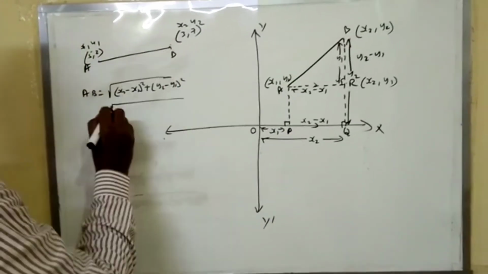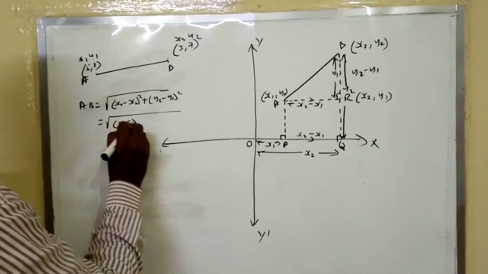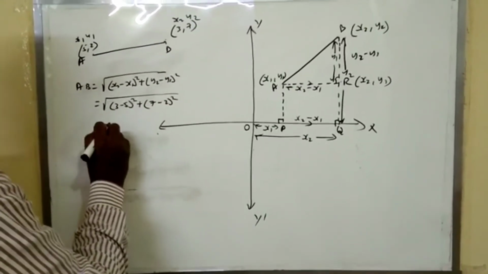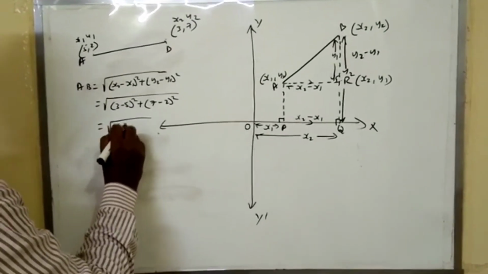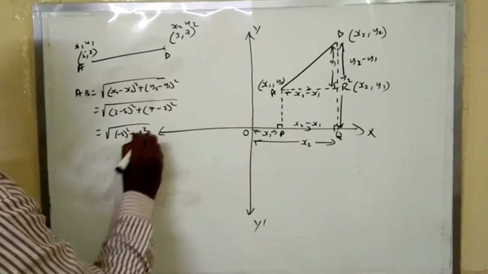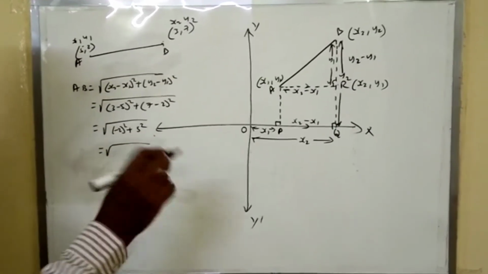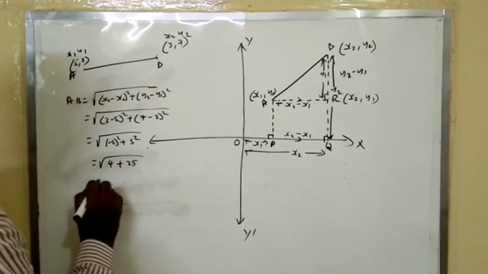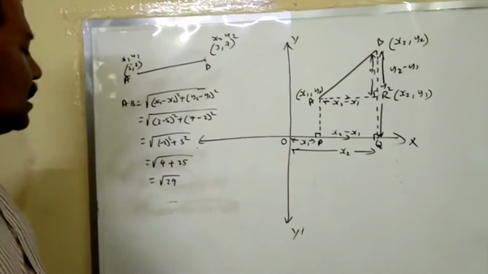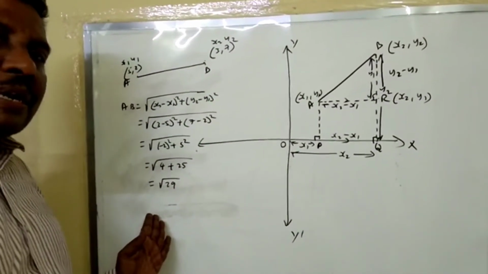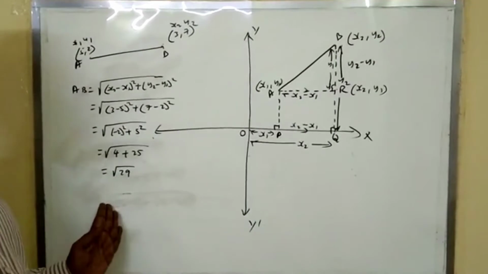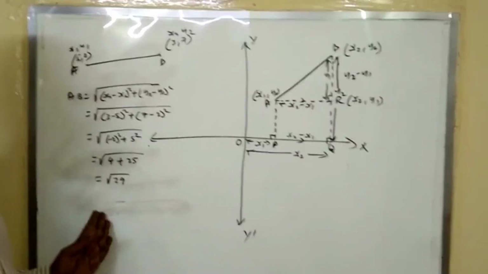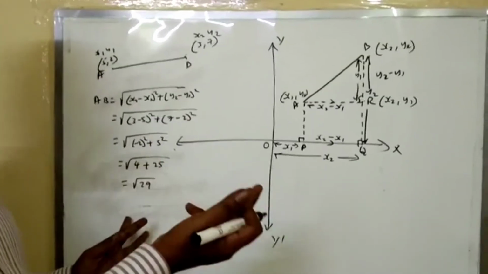That is equal to, what is x2? 3 minus 5 whole square plus 7 minus 2 whole square. That is equal to 3 minus 5 is minus 2 whole square plus 7 minus 2 is 5 square. Minus 2 whole square, as already said, a negative number squared becomes positive. 4 plus 25, that is equal to the square root of 29. The square root of 29 is an irrational number. Sometimes you will get a rational number, sometimes an irrational number. That means the distance from A to B will be some real number.